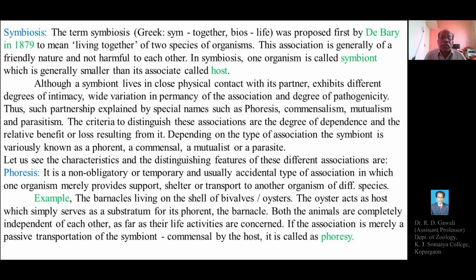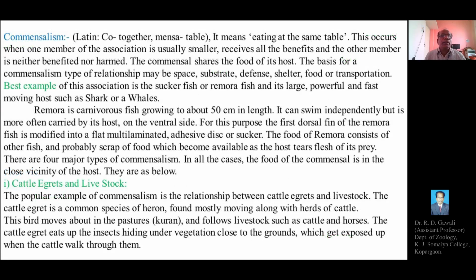So the barnacles living on the shells of bivalves, the oysters or bivalve mollusks, act as a host which simply provides a substratum or support to its phoront, the barnacle. Both the animals are completely independent of each other as far as their life activities are concerned. If the relationship is merely passive transportation of the symbiont or commensal, the barnacle, by the host, the bivalve mollusk or oyster, it is called phoresy, or simply passive transportation. So phoresy is a relationship between the symbiont and the host only for passive support of transportation.